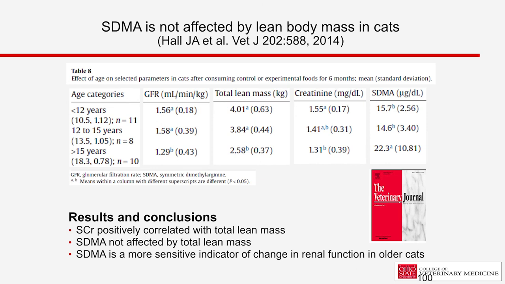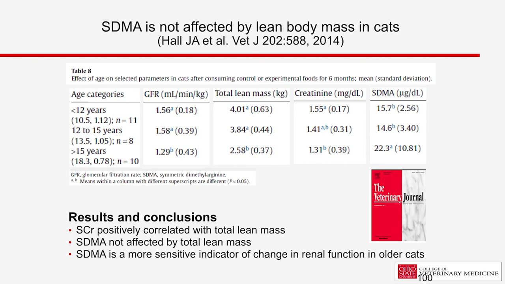What happens to the lean body mass? Well, again, the first 2 groups of cats, not significantly different. But when they get to be really old cats, their lean body mass is significantly lower than when they're younger cats. This is true of most species. As animals and humans get older, we tend to lose muscle mass and lean body mass.